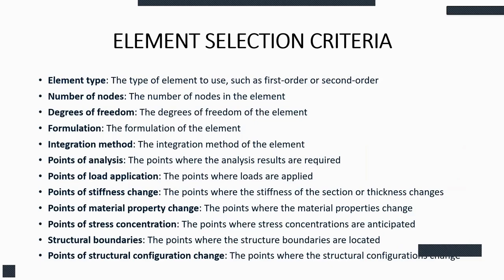Element selection criteria. Types of element: the type of element to be used, such as first order or second order. Number of nodes in the element. Degree of freedom of the element. Formulation of the element. Integration method of the element. These are the element selection criteria. On that basis, you have to select the perfect element size and perfect meshing type for a particular geometry or particular volume.